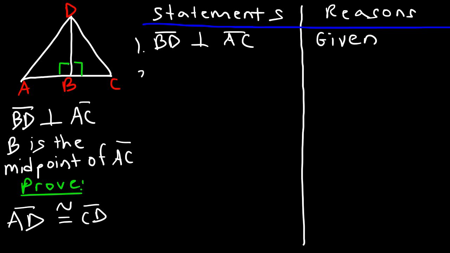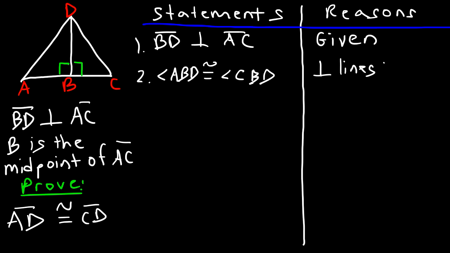So we can make another statement. We can say that angle ABD is congruent to angle CBD. And the reason for that, perpendicular lines form right angles.